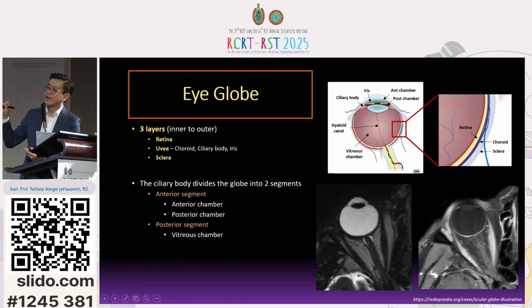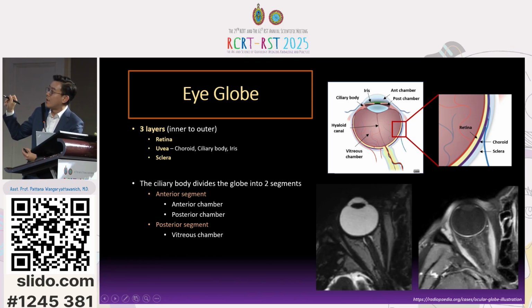In the eye globe, it can be divided into 2 segments using the ciliary body. If you look at this illustration, we have the ciliary body that attaches to the lens, right? And you use this structure to divide into the anterior segment and posterior segment. The anterior segment can be further subdivided into the anterior chamber and posterior chamber using the iris.